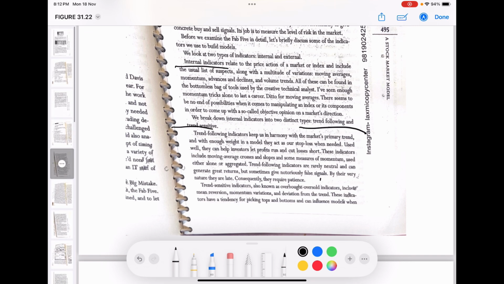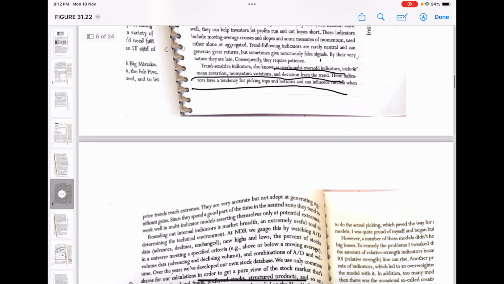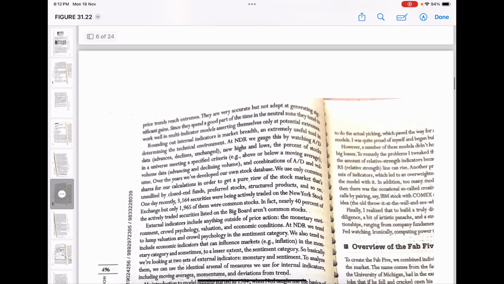But what are trend sensitive indicators? Trend sensitive indicators are also known as overbought or oversold indicators, and include mean reversion, momentum variations, and deviation from the trend. They basically give you the opposite kind of trades, right? That is trend sensitive. These indicators have a tendency for picking the tops and bottoms. That's how you use the RSI and stuff like that. So that is what is known as the trend sensitive indicators. They are very accurate but not adept at generating significant gains. Since they spend a good part of the time in the neutral zone, they tend to work well in multi-indicator models, asserting themselves only at potential extremes.